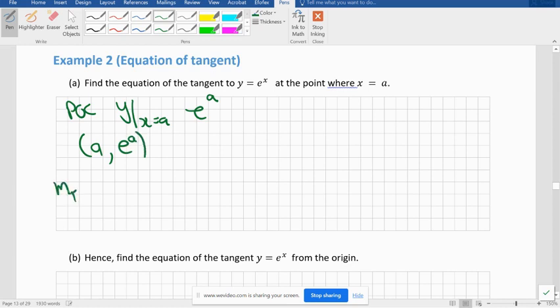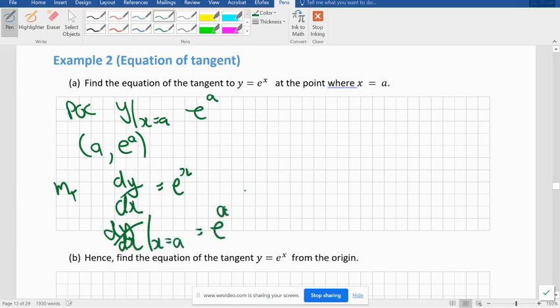Let's find the slope of the tangent. To do that, we have to find dy by dx. And we know that for e to the x it is exactly the same thing. So dy by dx, given that our x value is going to equal a, our slope of our tangent is going to be e to the a. All right. Now, I know that everyone does it differently, but I just sub them straight into y equals mx plus c. You just do it your own way, okay?